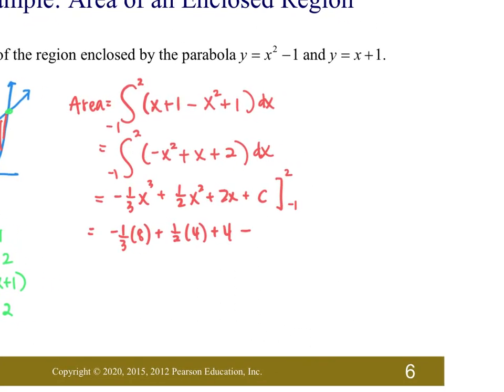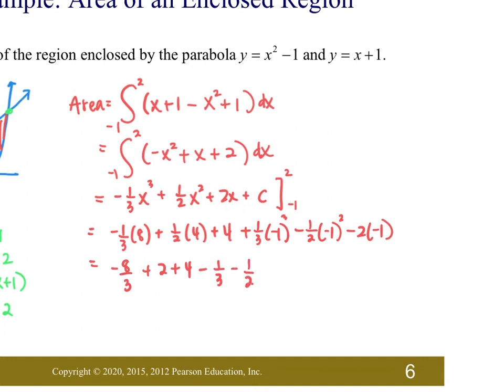And then minus, so it'll be plus 1/3, but it's -1 cubed. And then minus 1/2 times -1 squared, and then minus 2 times -1. So -8/3 plus 2 plus 4 plus 1/3. Excuse me, nope, that'll be minus. Minus 1/2 plus 2.